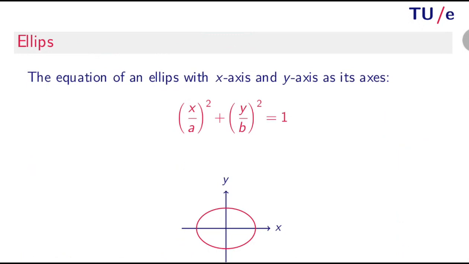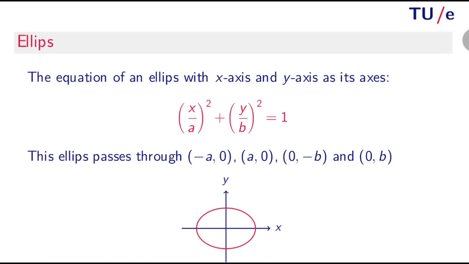An ellipse looks a lot like a circle, but in this case the distance to the midpoint is not constant. It varies whether you are at the x-axis or at the y-axis, for example. So an equation of an ellipse that has the x-axis and y-axis as its axes of symmetry is given by (x/a)^2 + (y/b)^2 = 1. This ellipse passes through the points (-a, 0) and (a, 0) on the x-axis and (0, -b) and (0, b) on the y-axis.